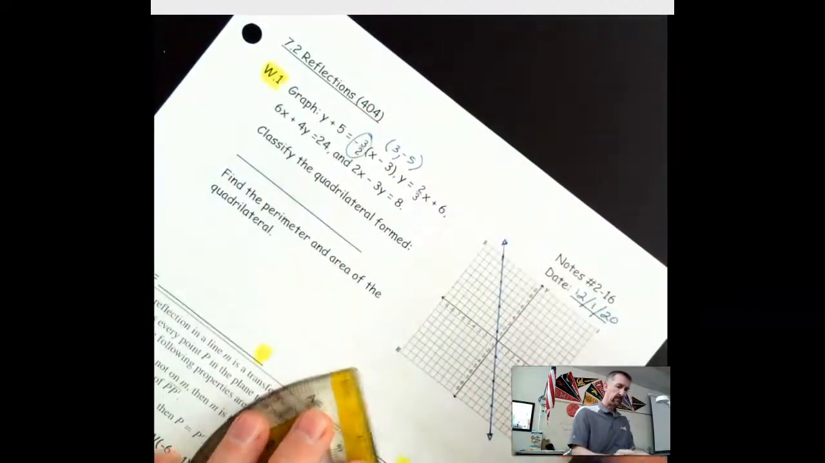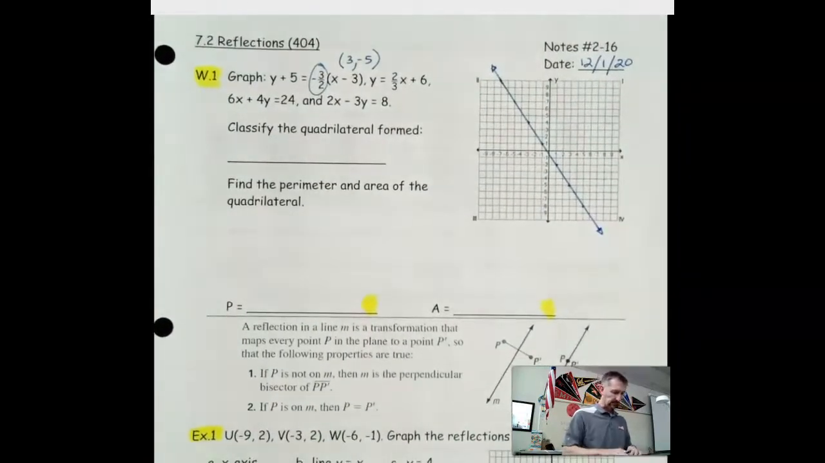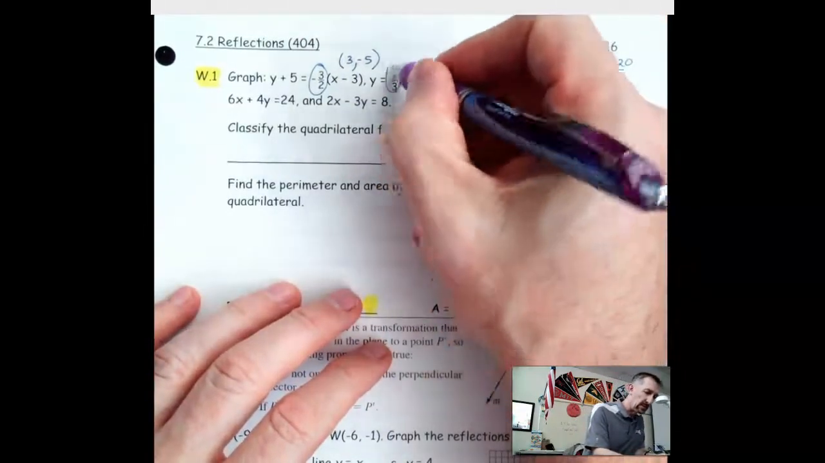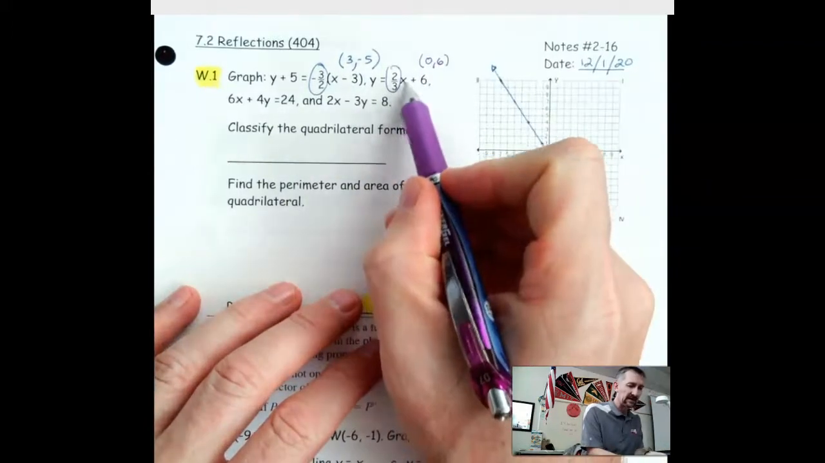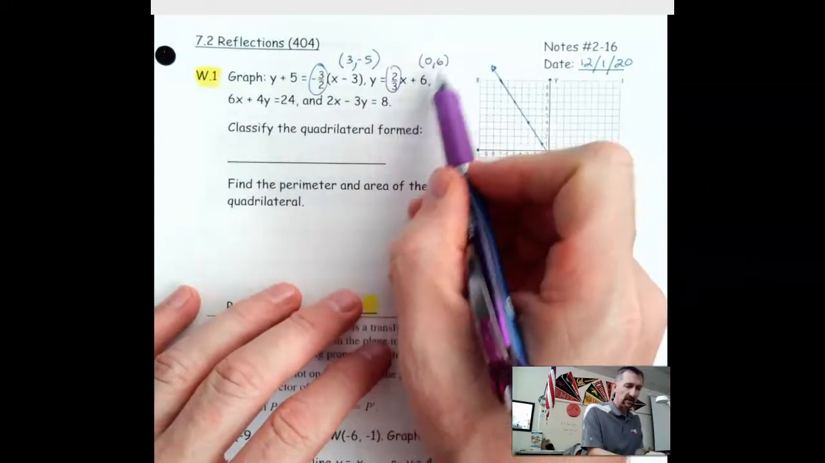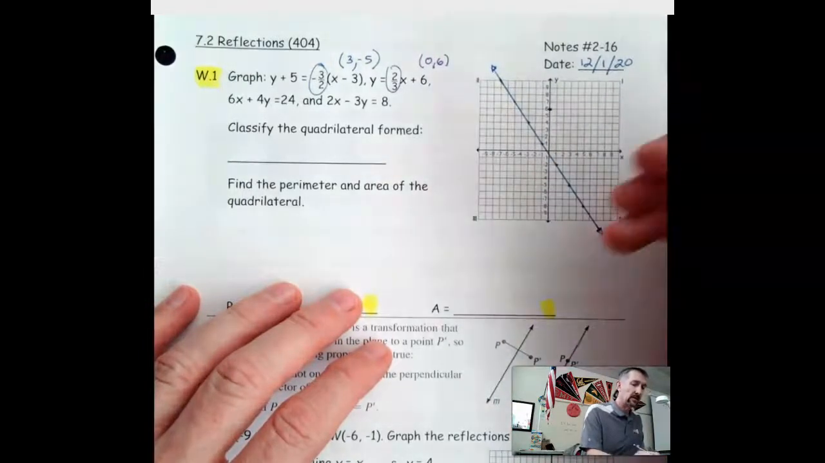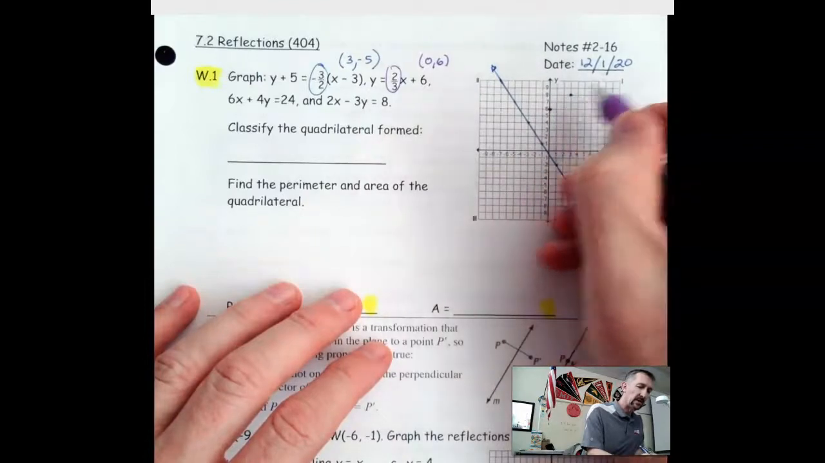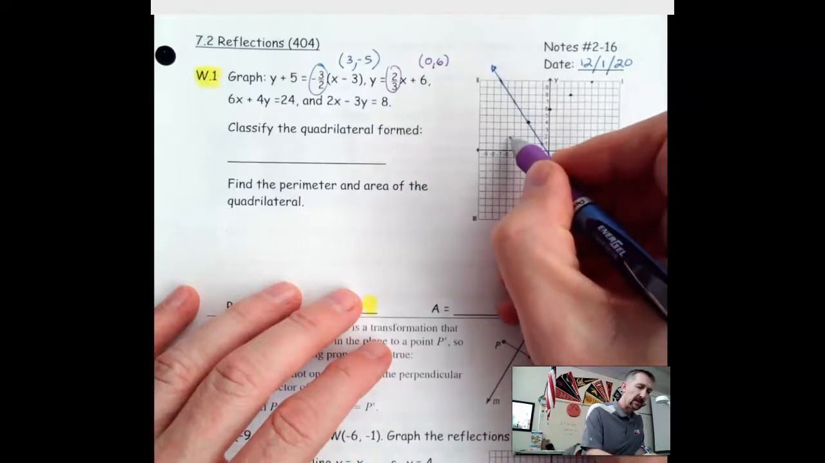Okay. So there's our first line. Now we move over to the next one. This is in slope-intercept form. There's the slope. Here's the y-intercept. If we let x equal 0, then y would equal 6. So 0, 6 is up here. And the slope is 2/3, positive 2/3, up 2 to the right 3. And that intersects perfectly right here, which is what we would have expected.